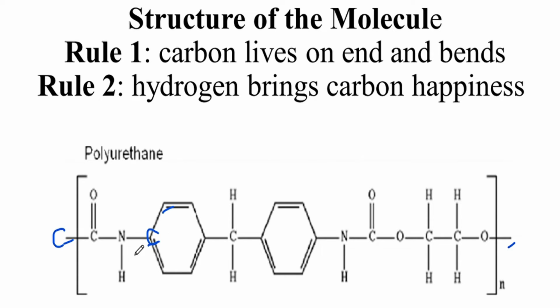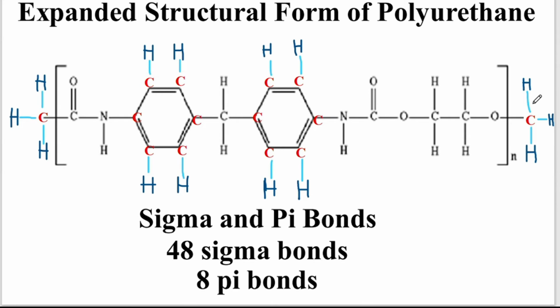We have to note that carbon should have 4 single bonds. And whenever it lacks bonds, we need to add single bonds with hydrogen. And so we have to apply these rules to the entire structure of the molecule. And so we will have the expanded structural form of polyurethane to be like this. This is what we need to determine the correct number of sigma and pi bonds.